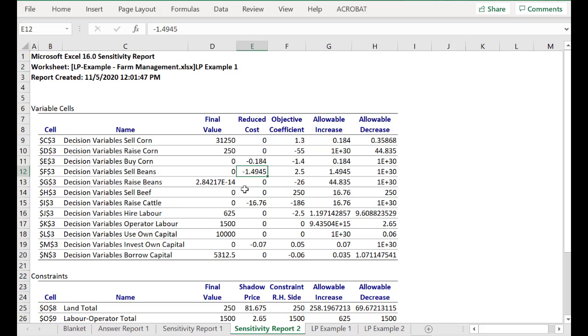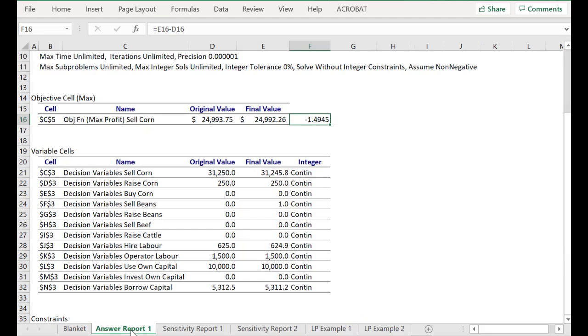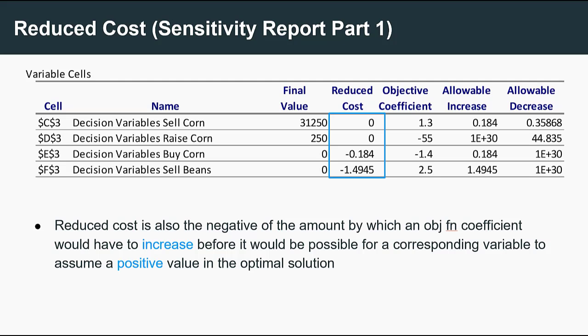That tells you if you change the non-negative constraint of cell bins greater or equal to 0 to cell bins greater or equal to 1, then what's the change in your objective function value. This is exactly what's happening here in the answer report. The change is negative 1.4945. So that's the meaning of the reduced cost.